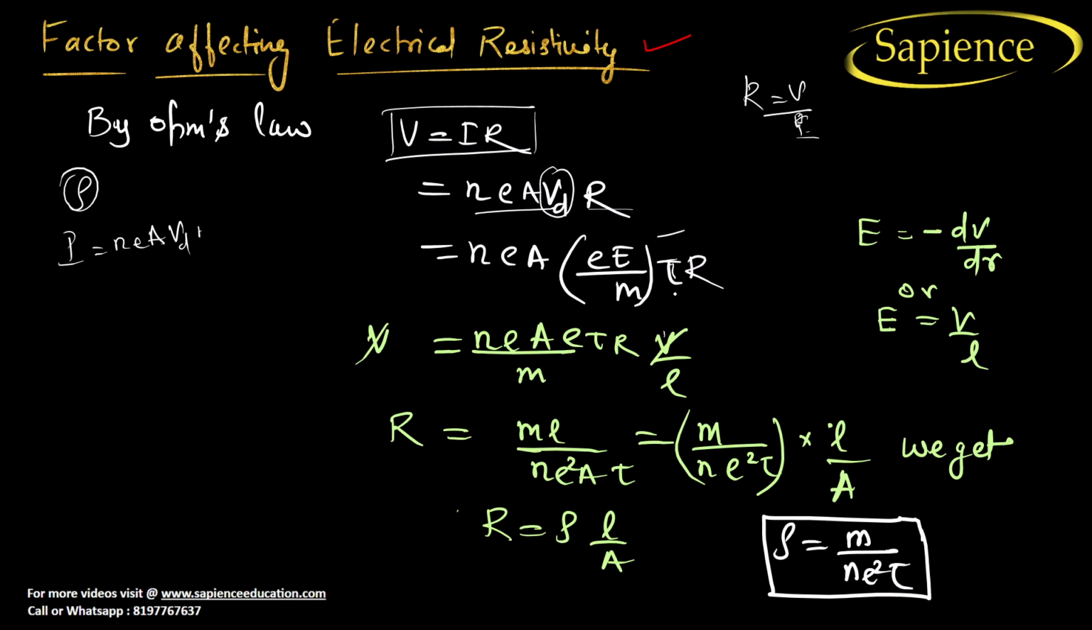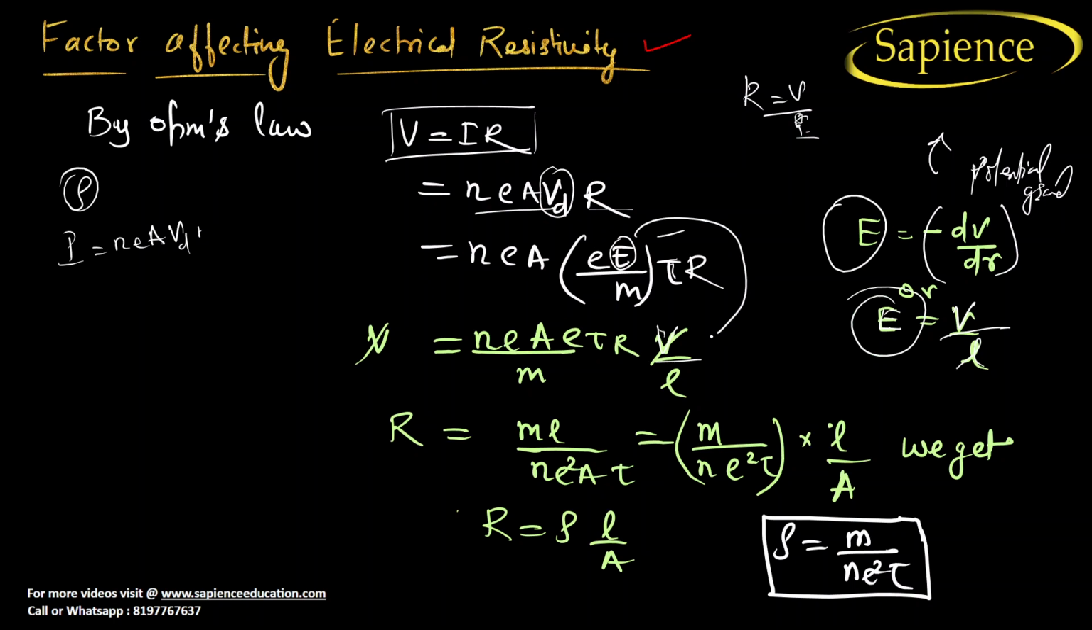Here you can see the value of electric field. Electric field is dV by dr. We have already discussed these things in a previous class. That is your potential gradient. So in place of electric field, we have written V by L. In place of dV, we have written V, and this is L. So when I divide by E, in place of E I have written V by L. So V got cancelled out. From here, if you want to find R, R will be equal to m L by n e square A tau.